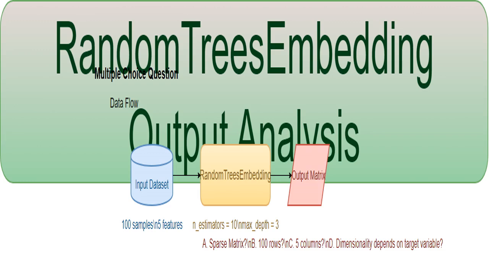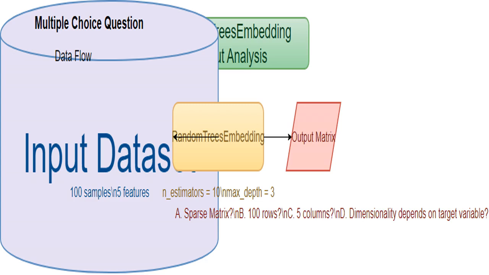I'm analyzing the output of the RandomTreesEmbedding function in Sklearn. I'll examine the properties of this output, such as its sparsity and dimensions. I have a dataset that I'm working with. It contains 100 samples and each sample has 5 features.